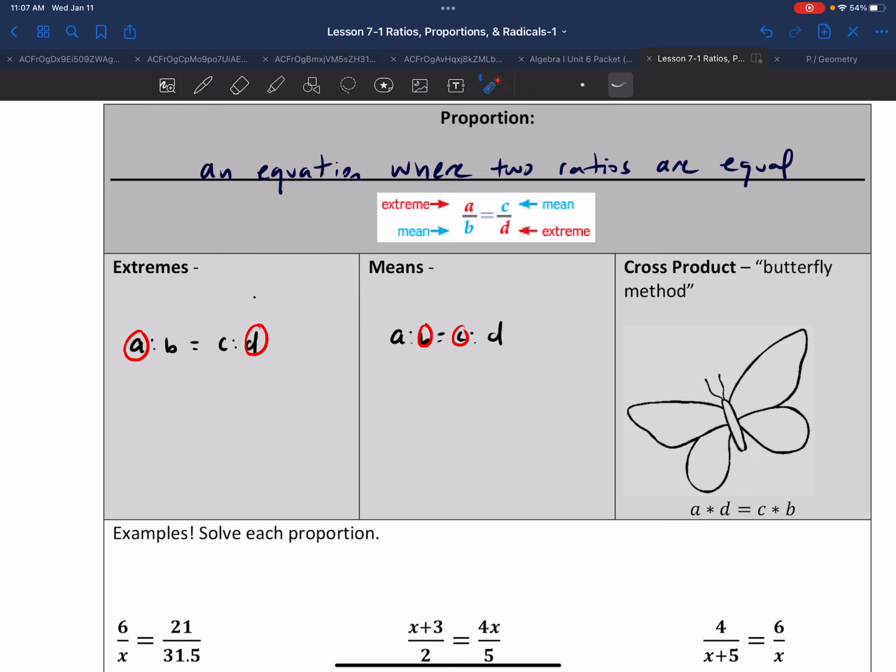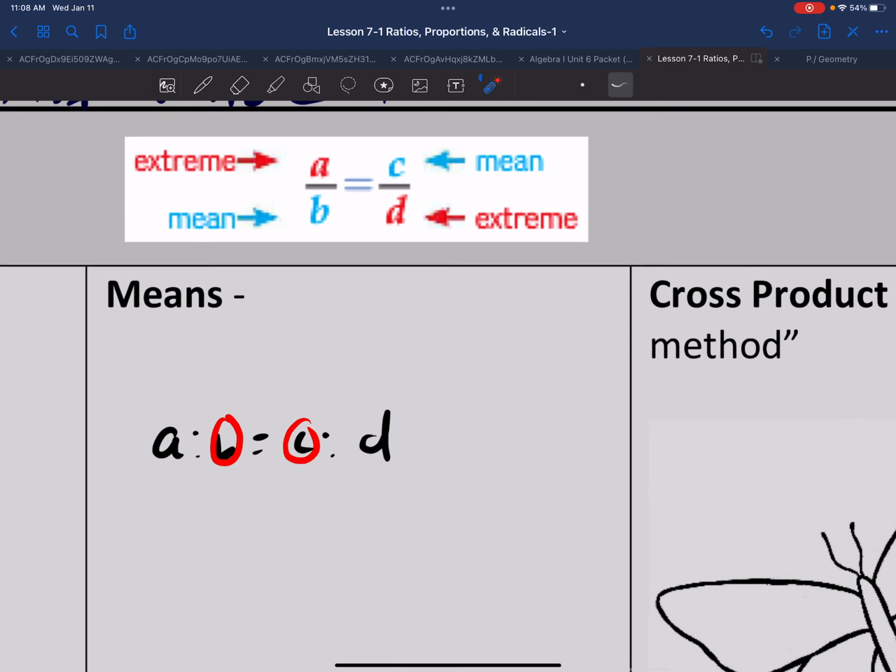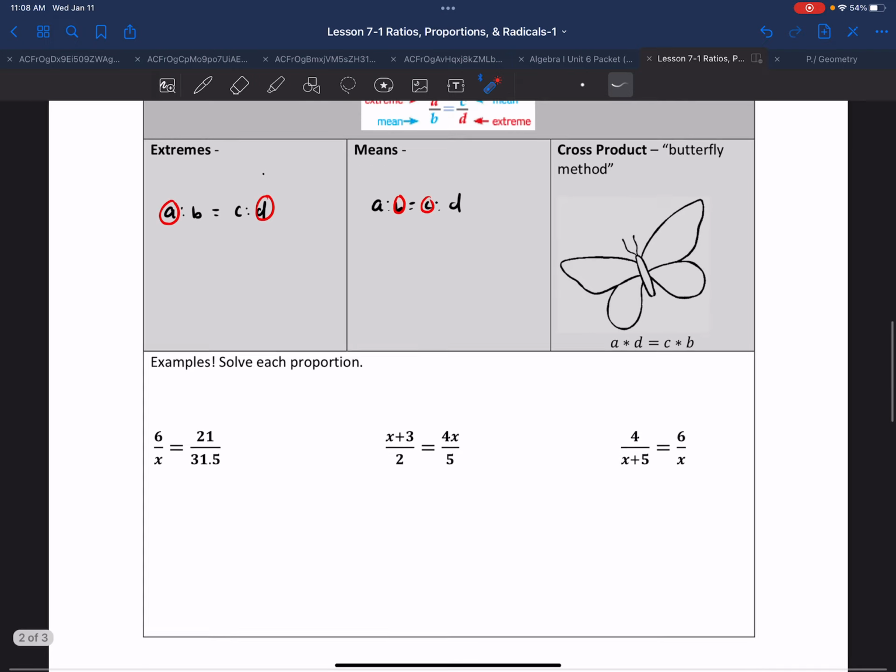So the cross product basically is the product of the means is equal to the product of the extremes. What I have to do is use something called the butterfly method. I multiply the B and C together, and set that equal to the A and D. Okay, so let's do some examples.